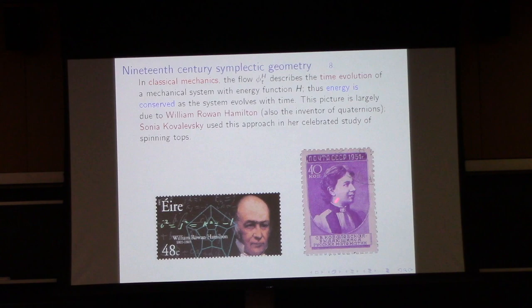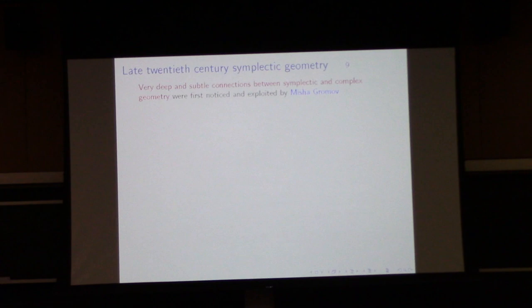And so she was using the ideas of symplectic geometry to solve the equations of motion in time. So this is what people were doing in the 19th century. And then I wanted to say something just briefly about another thing in symplectic geometry.